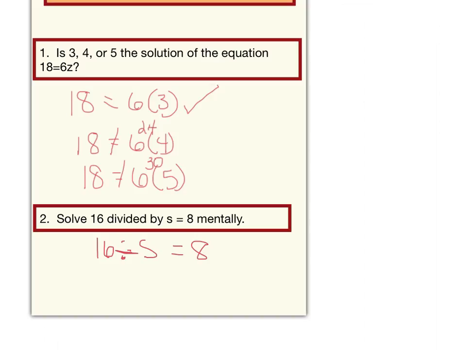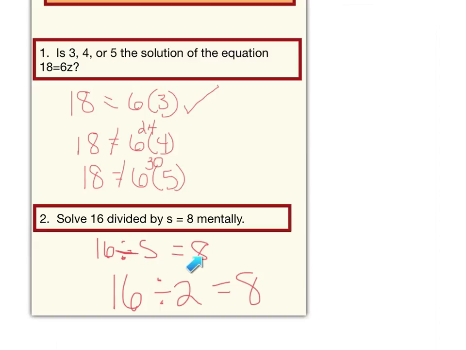So think about it. If you had 16 pieces of candy and you wanted each person to have 8 of them, how many groups would you be able to make? Only 2, right? So 16 divided by 2 equals 8. You can also think with division problems, you can think backward and think multiplication. Remember, every division problem, 16 divided by s equals 8, is a multiplication problem in reverse.